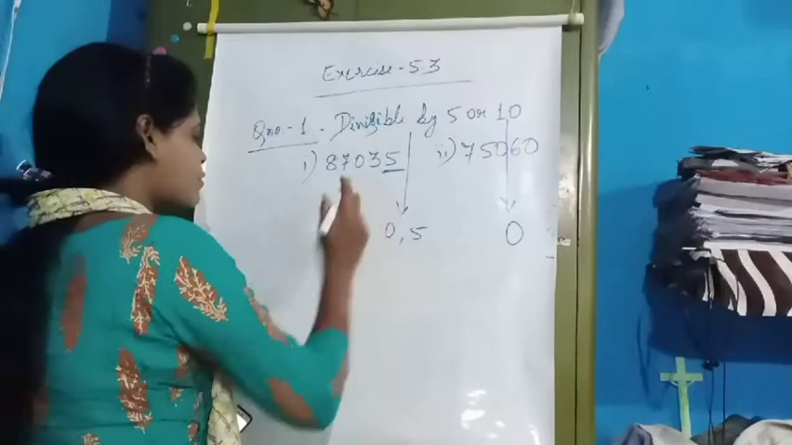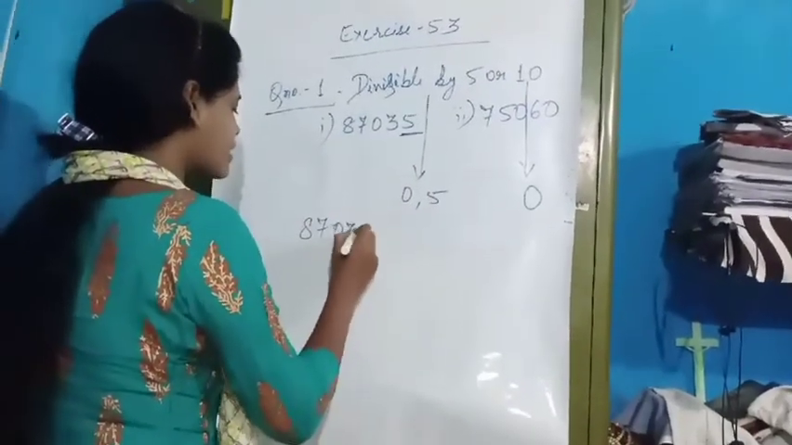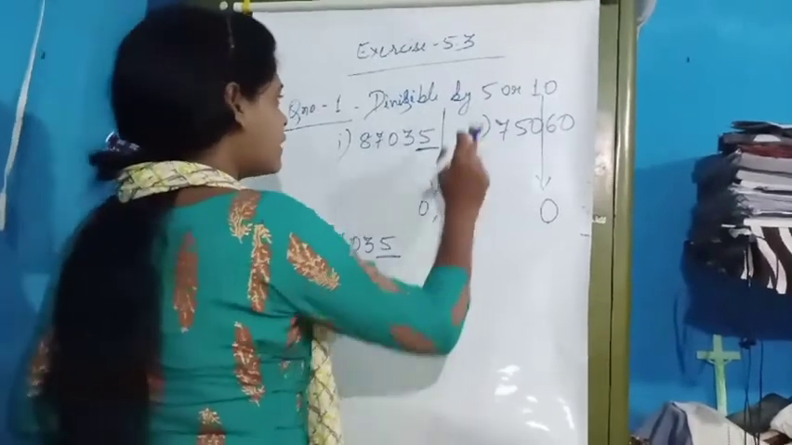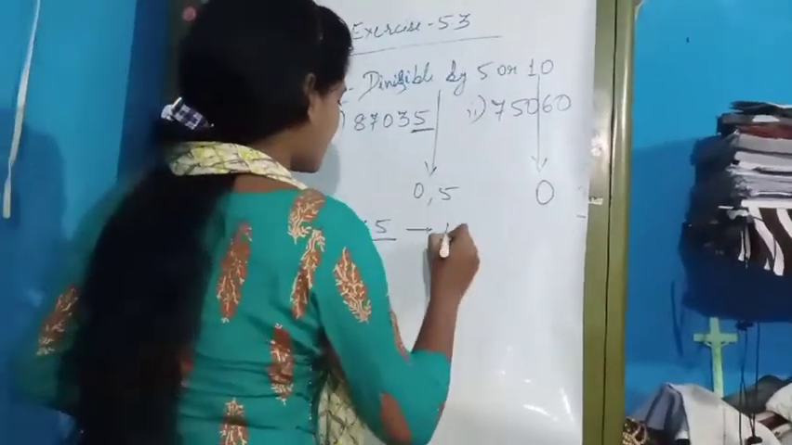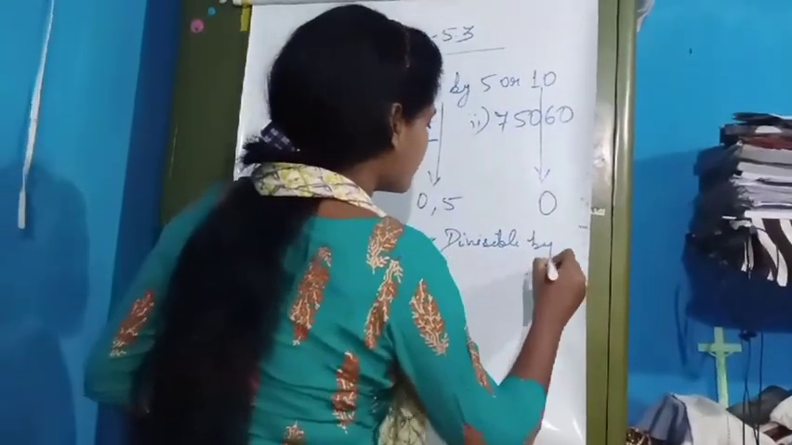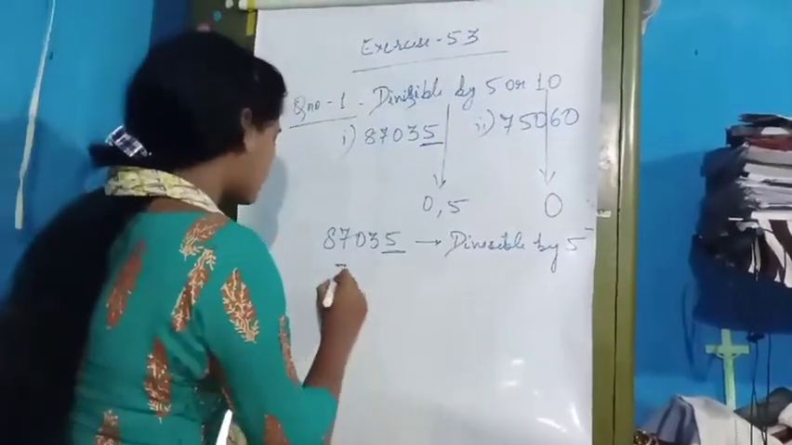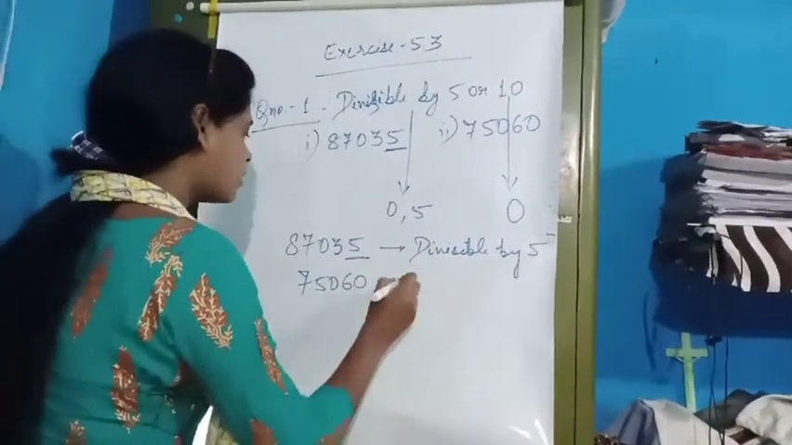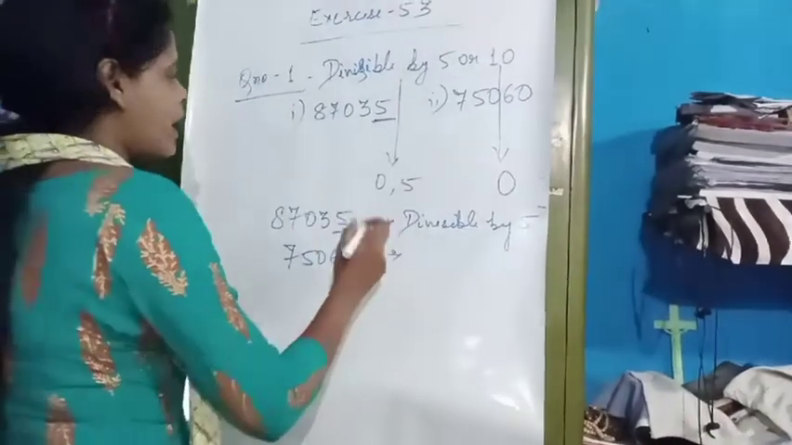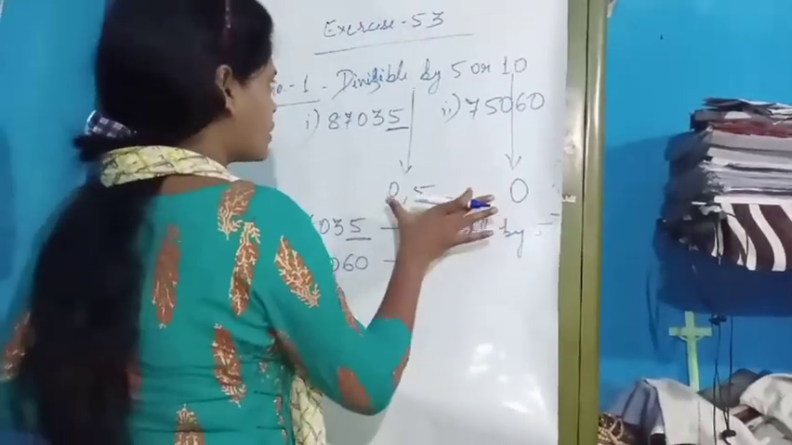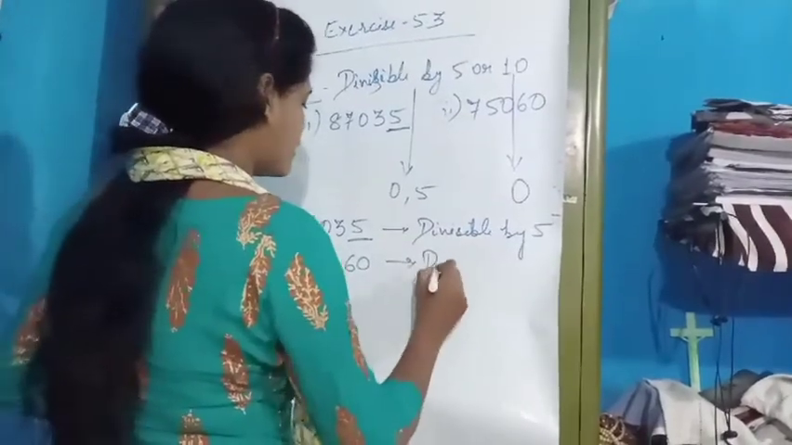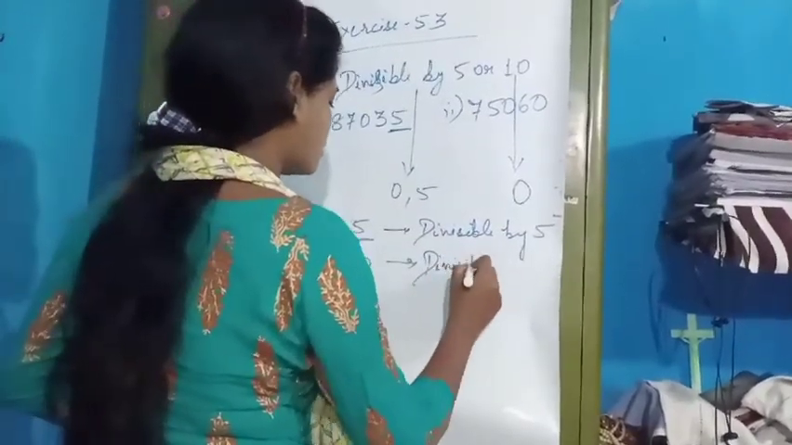Now see 87035. What is the last digit? 5. So this number is divisible by 5 only. What about 75060? Again see the condition: last digit 0. Last digit 0 is a case of both. It is divisible by 5 and also divisible by 10. So it is divisible by both.